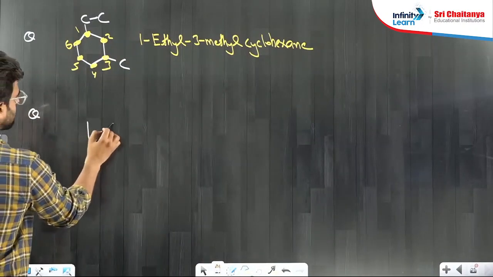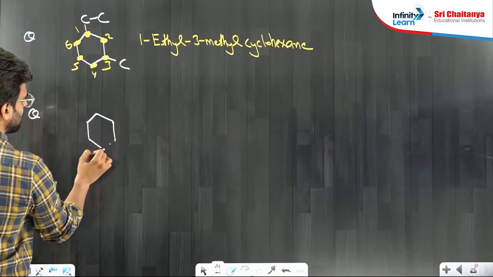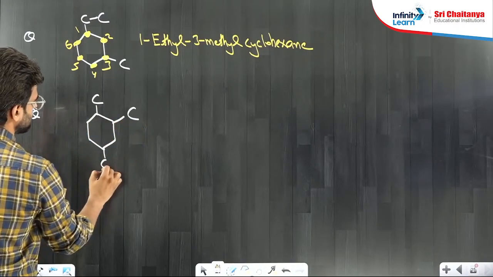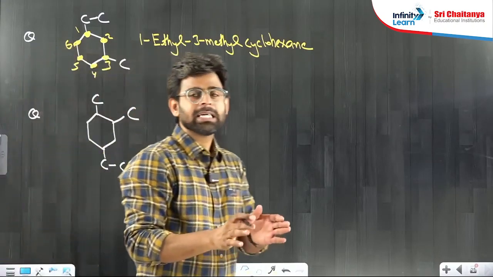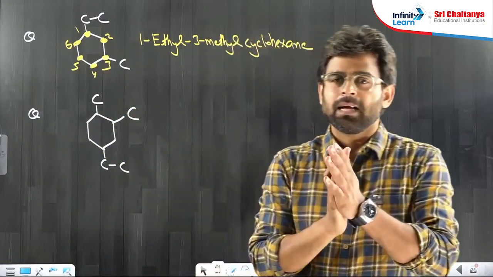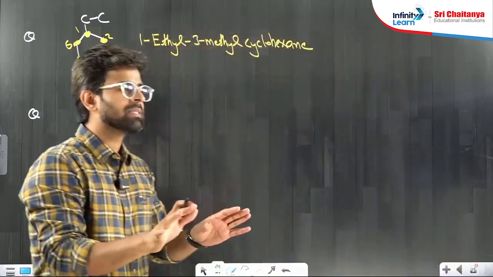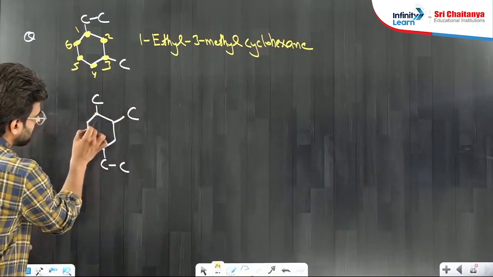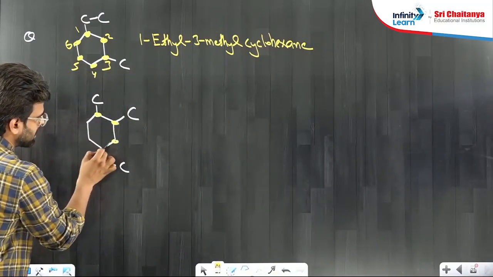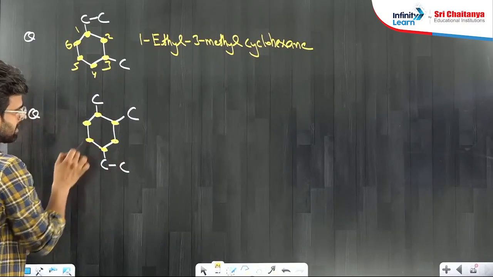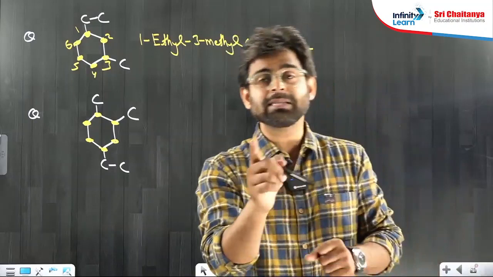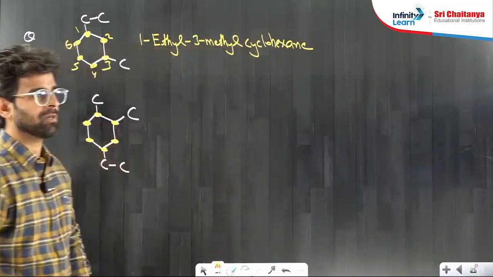Now, if you give me the right answer here, then that means you know the nomenclature very clearly. Think carefully, give the answer, and don't make mistakes. Try to be calm. Don't hurry. Look carefully from where I should start numbering. Remember, lowest locant rule first, then the lowest sum of locants rule.